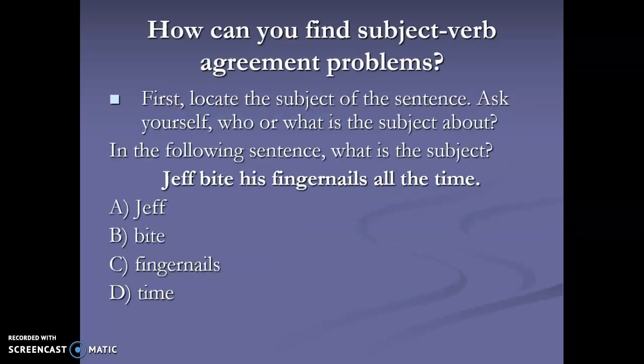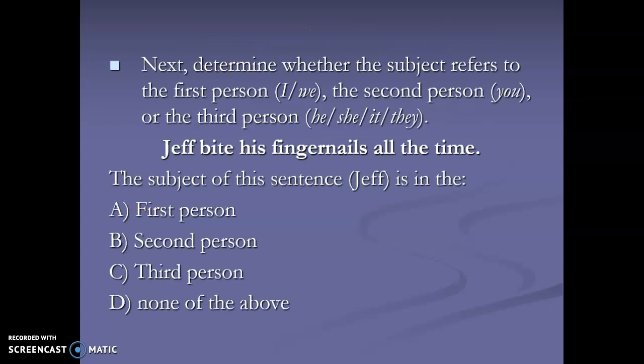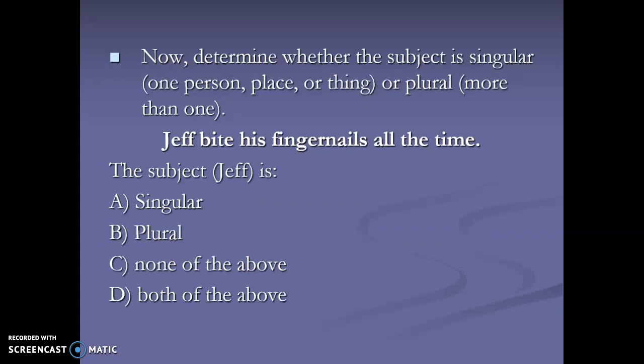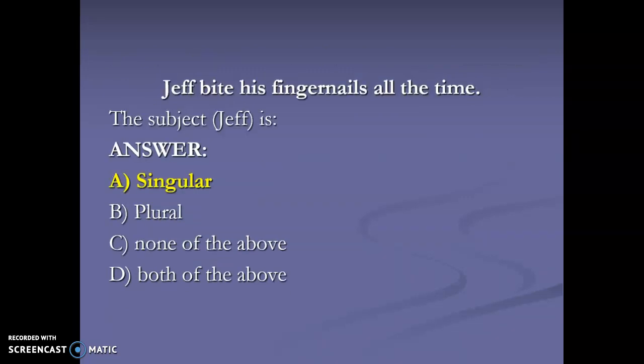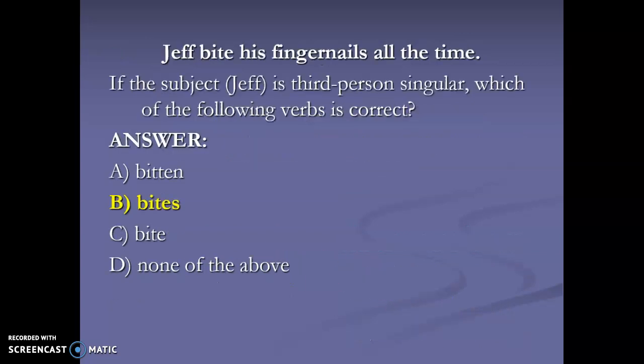So how do we figure out if our subject and our verb agree, if they match? The first thing we're going to do is locate the subject of the sentence. So, Jeff bite his fingernails all the time. The subject is Jeff. All right, so then we say, is Jeff first person I, we? Is it second person you? Or is it third person he, she, it, or they? Well, Jeff is a he, so Jeff is third person. So then we say, all right, is Jeff singular or plural? There's one Jeff, so Jeff is singular. So then we fix the verb. Remember, third person he, she, it, and singular always end in S. So if the subject, Jeff, is third person singular, what would the correct form be? Bites.